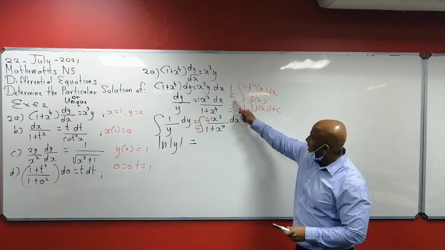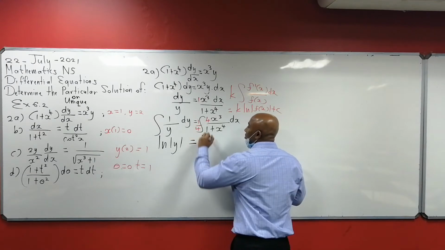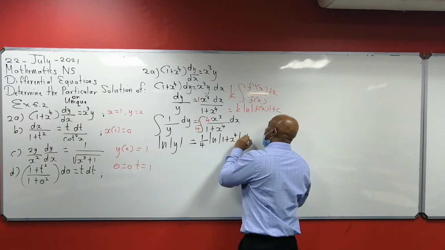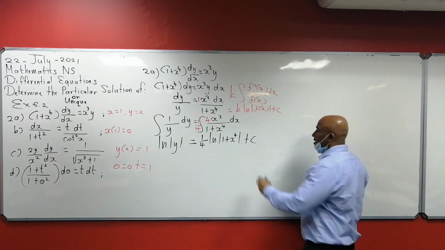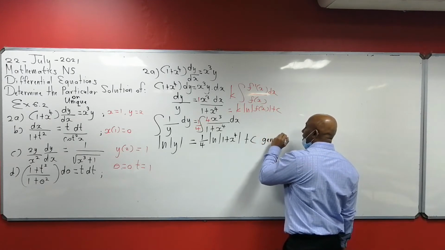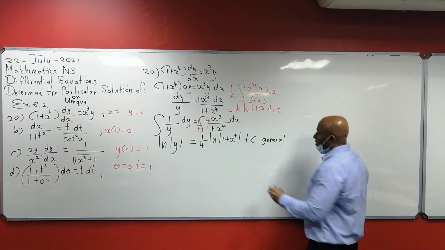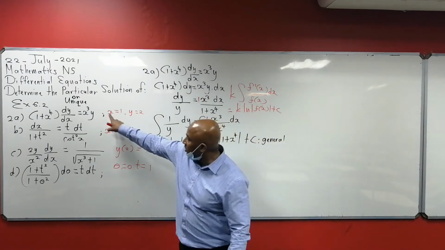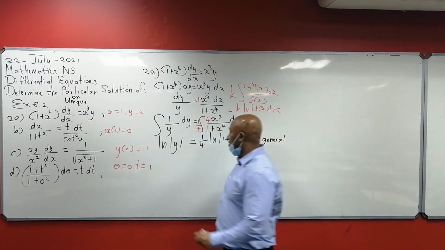Now, k times f prime over f is going to be 1 over 4 ln absolute value of the denominator plus c. Alright, so this is a general solution at this point. You got plus c here, so it's just a general solution. Right, so now we need to find the particular or unique solution when x is equal to 1, y is equal to 2.